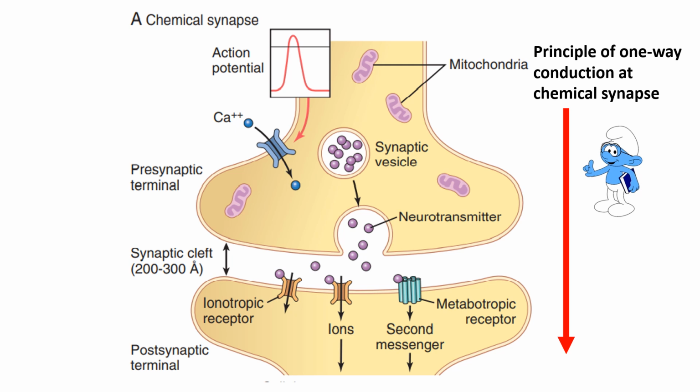An important characteristic of the chemical synapse is that it has unidirectional, or one-way, conduction at the synapse, which means that the transmission of information will always be one way from the presynaptic terminal to the postsynaptic terminal, unlike in the electrical synapses, which were bidirectional.